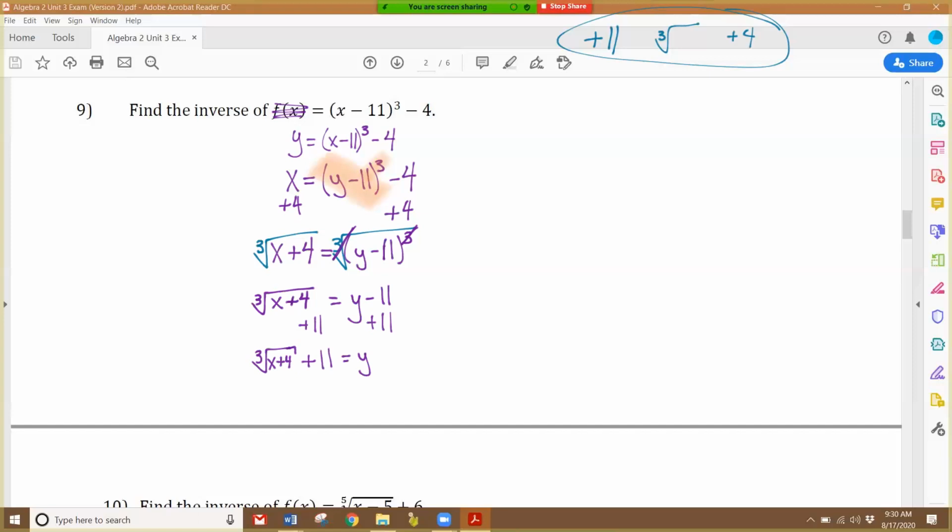Then the last thing we want to do is write this in inverse notation. So f inverse of x equals, and then we're just copying this down over here. So the cube root of x plus 4, plus 11. And then double check, do we have all 3 things we said we should have had at the beginning? Well, we have a plus 11, we have a cube root, and we have a plus 4, so more than likely we did things correctly.